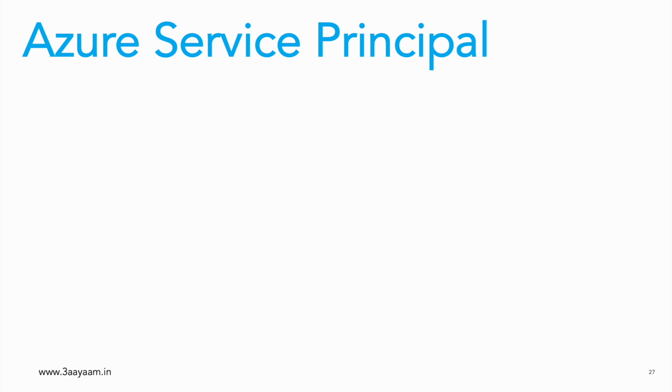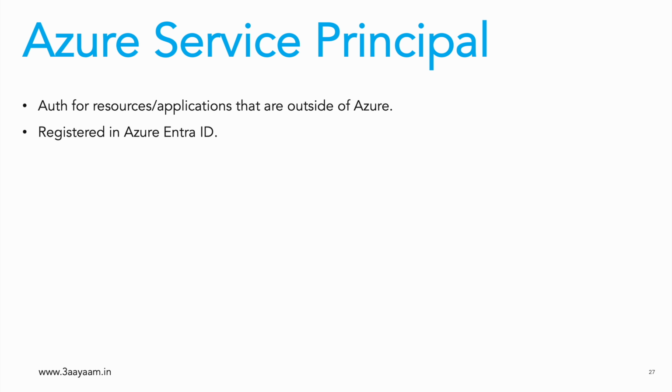Similarly, we have service principal. Service principal is similar to managed identity, or actually it is the other way around. Managed identity is a special type of service principal which is used to access resources within the Azure ecosystem. Now let's say there are resources which are outside of Azure, then you'll be using service principal. And to do that, you'll have to register the resource or application which is outside of Azure in the Azure Entra ID. I'll show you how to register, but I'll not be doing any hands-on as such because I do not have a separate third-party application in this case.